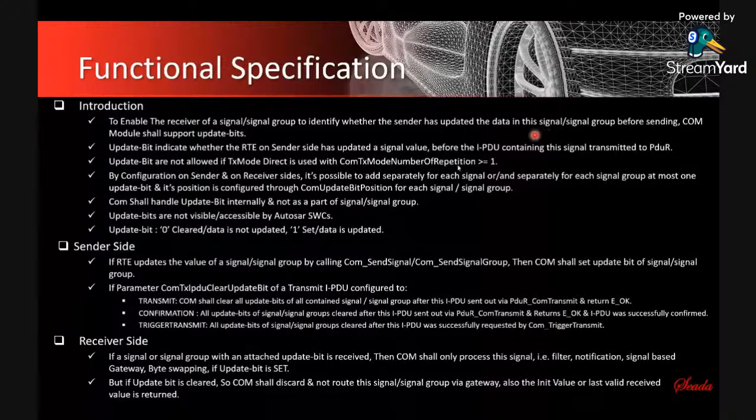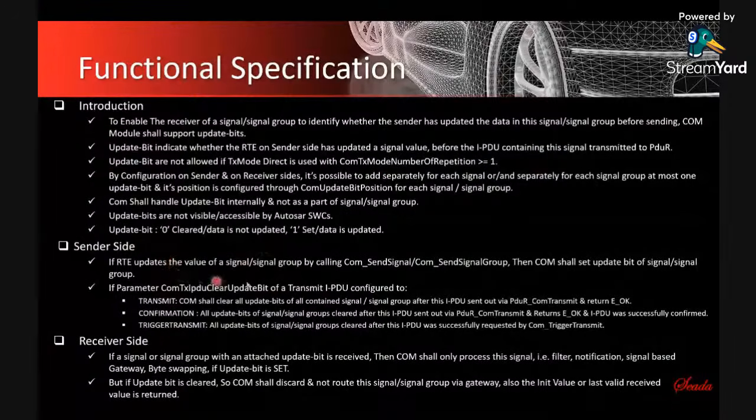So as we mentioned, the update bit is not visible or accessible by AUTOSAR software components. 0 means clear, or data is not updated. So when I receive data as a receiver and it was 1, it means updated. I take the data, and I clear the update bit for the next reception. When I transmit data that is new for me, I set the update bit and transmit it, and then I clear it. And if it's the same data, I will put it to 0 again.